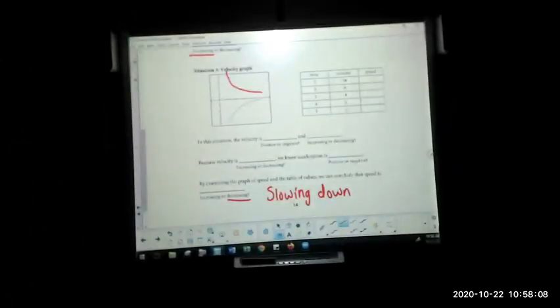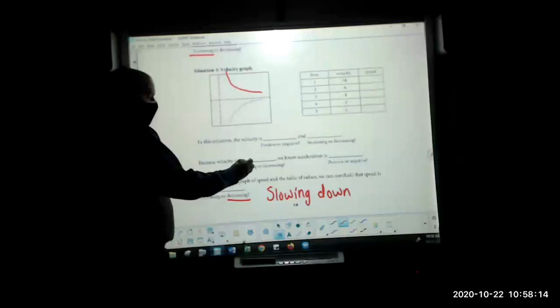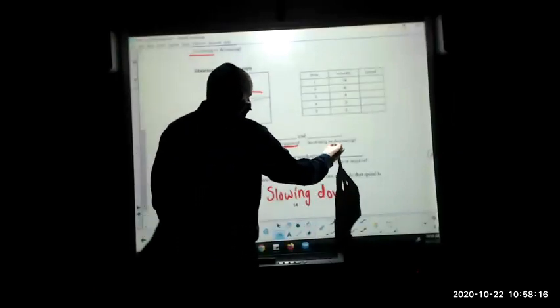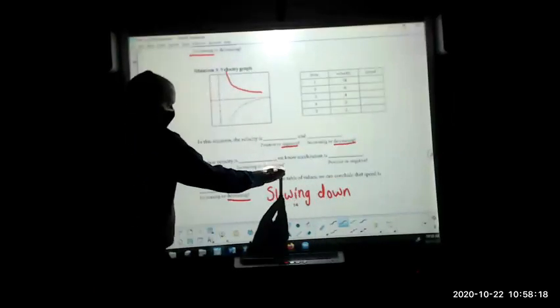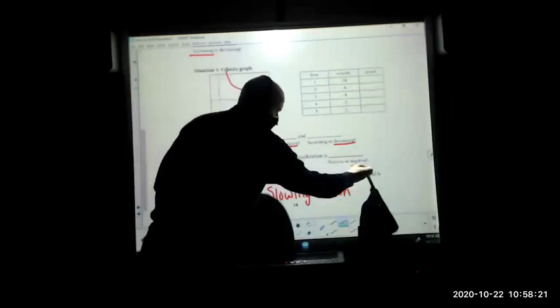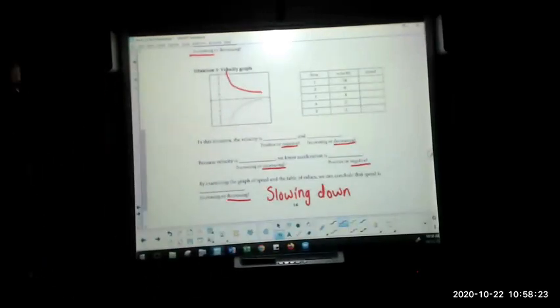Moving slower, decreasing in speed. All of those mean the same thing, okay? But let's go back. What did we start with? We started with velocity. Velocity is negative and decreasing. Since velocity is decreasing, the sign of the acceleration is negative.